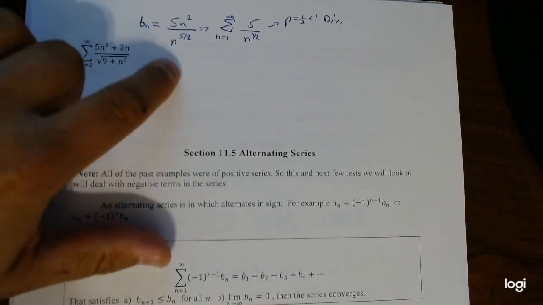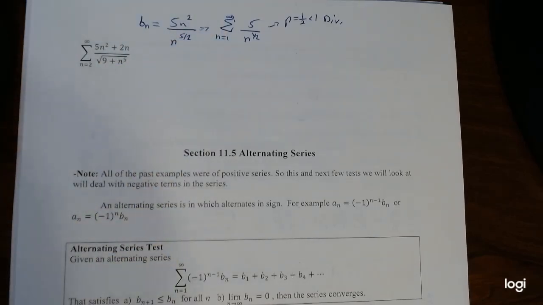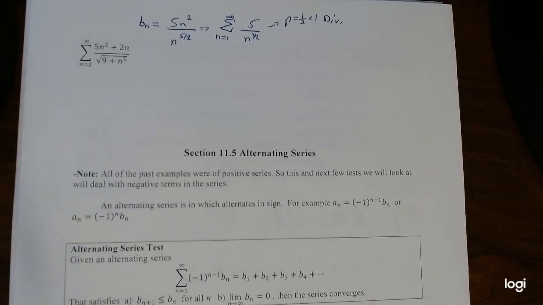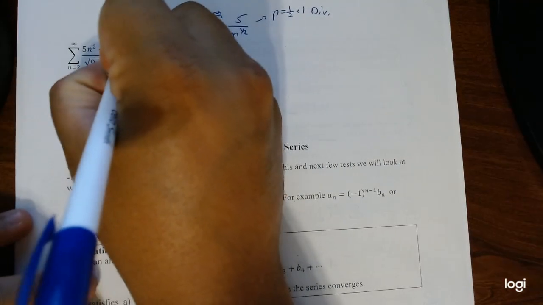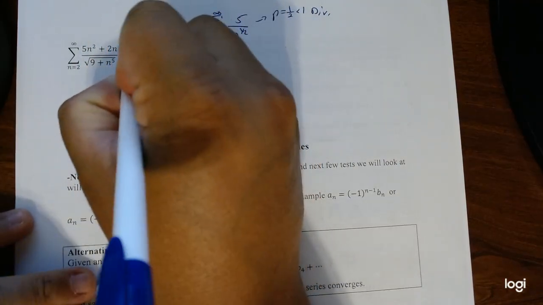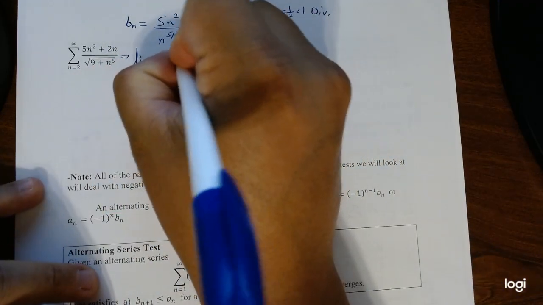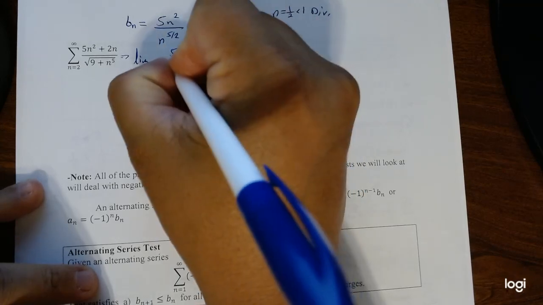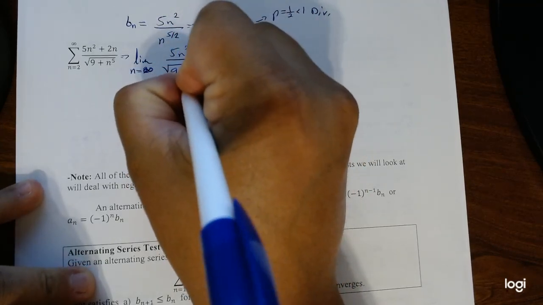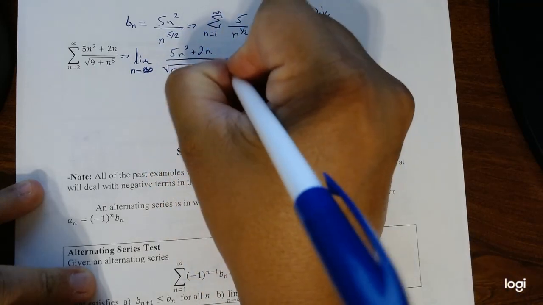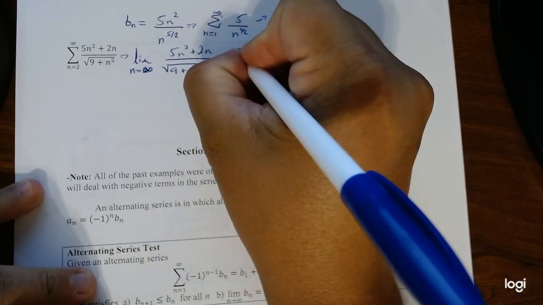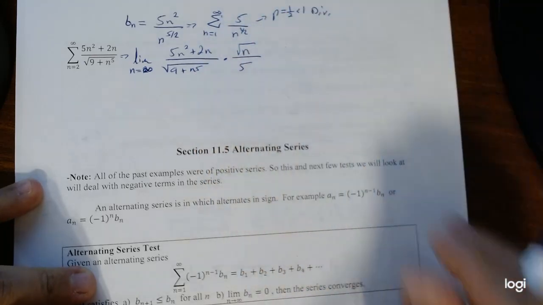Again, I'm just using a process of elimination. I didn't think it would diverge, but it just so happened. So I'm just going to go with it and see what happens. And if it doesn't work, go back to the drawing board. So let's see what happens. We're going to take the limit as n goes to infinity of this on the top, times, and I'm just going to flip it to make it easier.